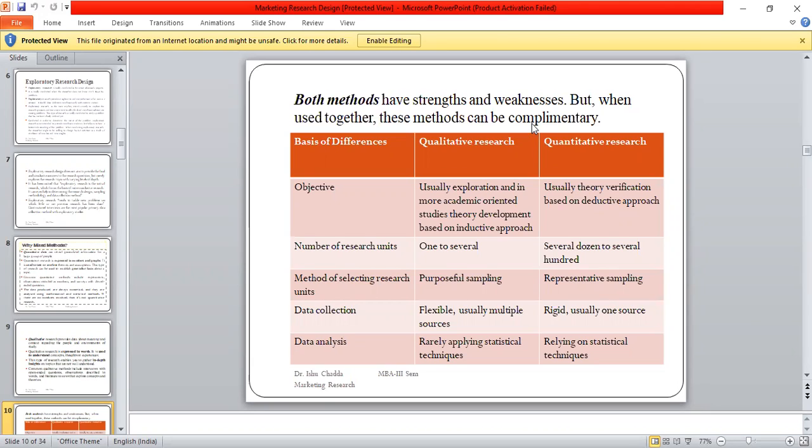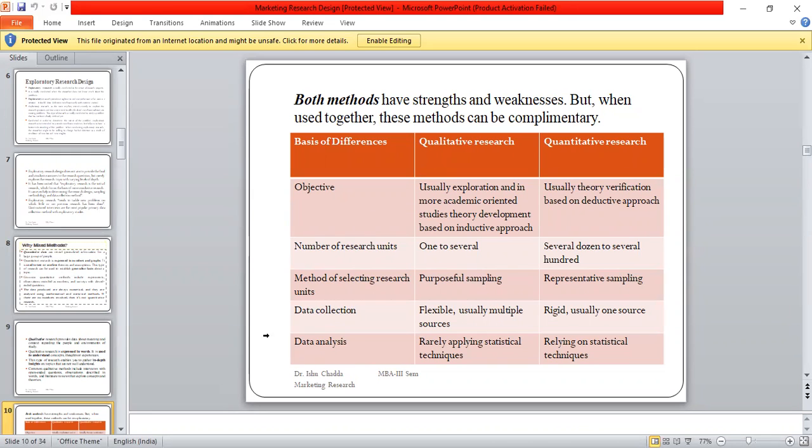Data collection. In qualitative research, data is flexible. You can use multiple sources, and in quantitative, you are rigid and use only one source. This is very rigid. If you have selected a small number of groups, then you follow only those groups. It is very rigid in nature. Data analysis. Rarely in qualitative research do you apply statistical techniques. You only observe someone's thoughts, so you can't apply any statistical technique to that. But in quantitative research you apply statistical techniques.